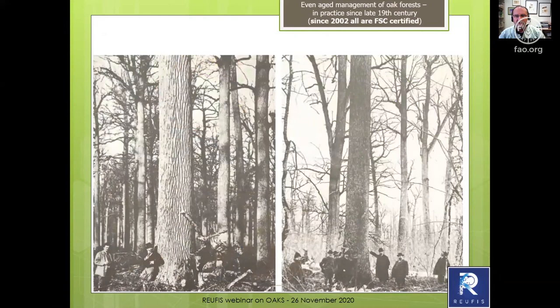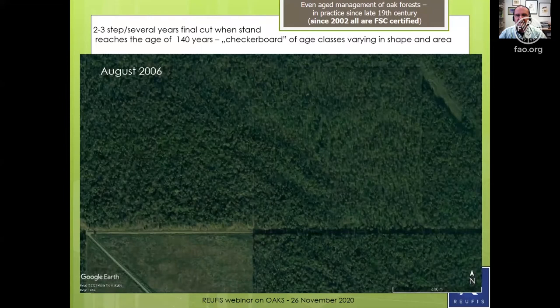This is how they looked at the end of the 17th century. Those are the last remnants. We only have a couple of hectares of these kind of individual titans. Nowadays, as it's written here, these are even-aged forests. A lot of countries, I suppose, have a similar way of handling these forests. They need to be harvested in a specific way or tended.